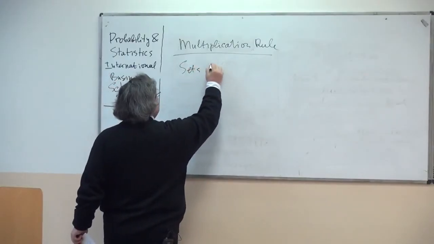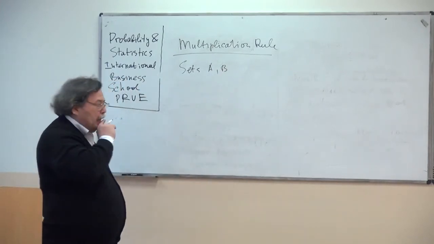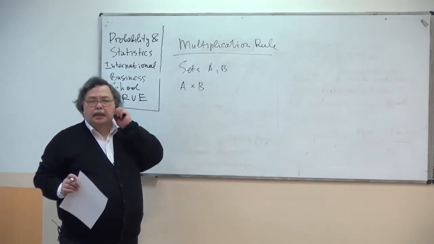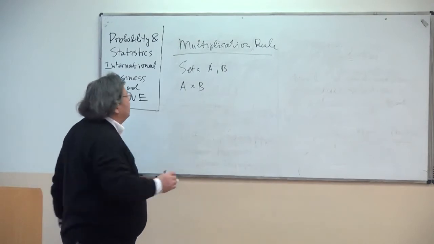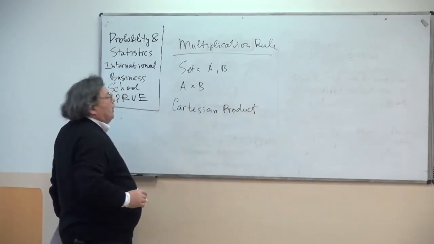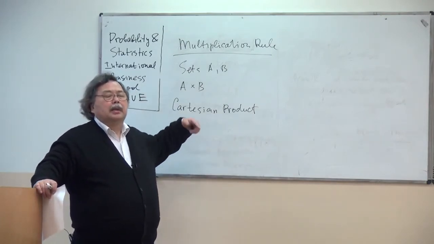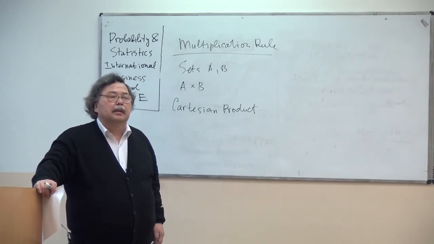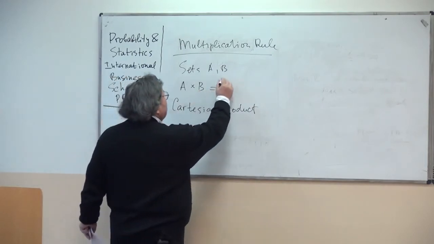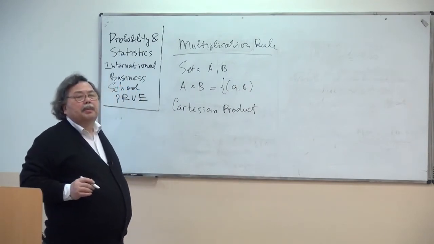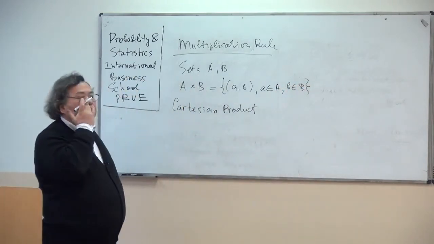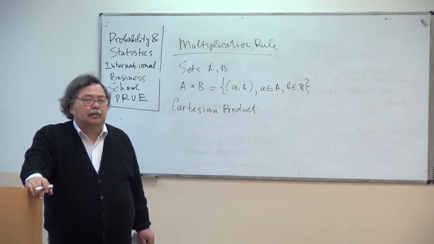Suppose we have 2 sets, A and B. This notation, this multiplication sign, stands for the so-called Cartesian product. This name is derived from the name Descartes, a famous French mathematician. By definition, it's the set of all possible pairs (a, b), where a belongs to A and b belongs to B. Simple enough, but this concept appears in many branches of mathematics.